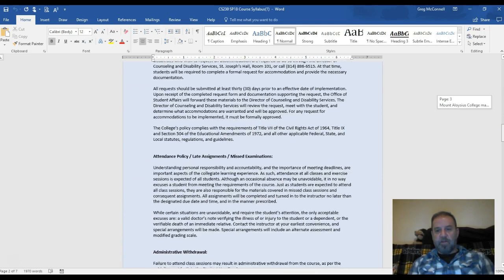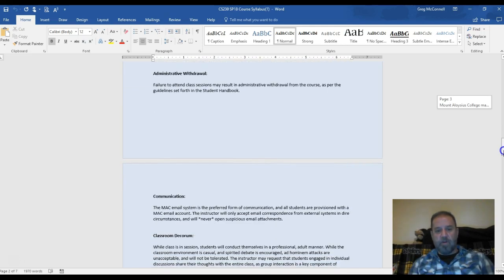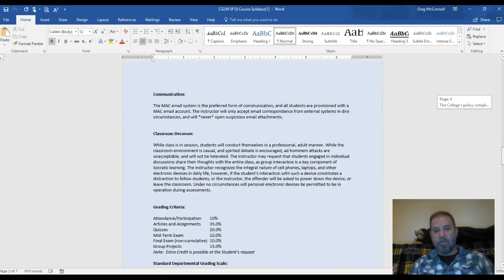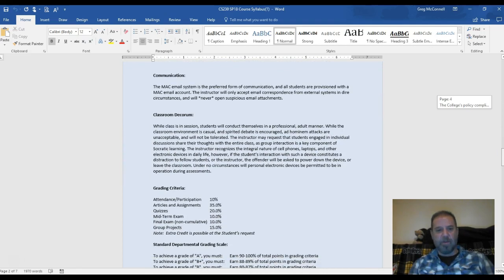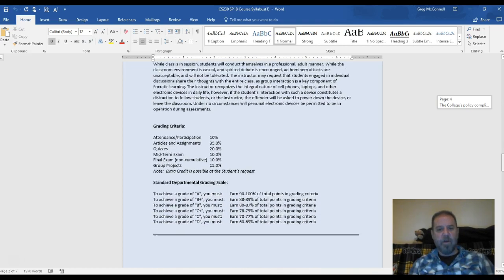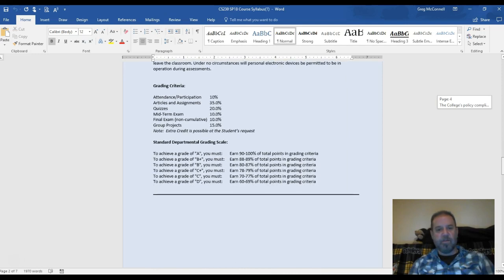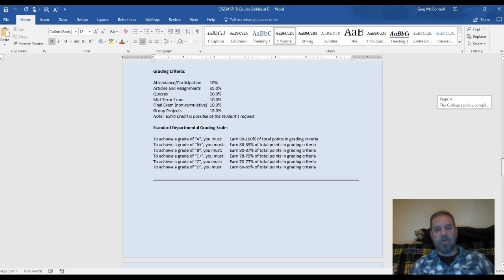Let's see, what else? I just want to briefly go over, make sure you read through all this stuff here. We went over some of the communication, and I did put some of this out in the Get Started area. This is the grading criteria, which I think is very important. I don't have it divided up by points. There's a reason that I do that, and I think it will become very clear in the first couple of weeks of the class.